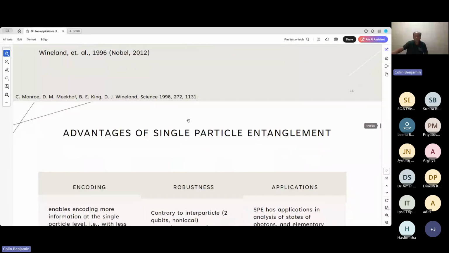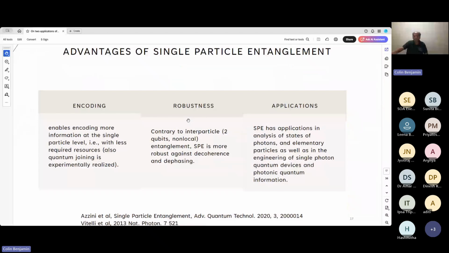Now, what are the advantages of single particle entanglement over 2 particle or multi-particle entanglement? Well, the first thing is it enables us to encode much more information at a single particle level. That is, our resource requirement is less. There you have at least 2 or more entangled particles. Here you do it using just a single particle. And if there are 3 degrees of freedom, you can entangle 3 degrees of freedom of the particle itself, which we did actually very recently in another article, which I have no time to discuss, again with Dinesh.